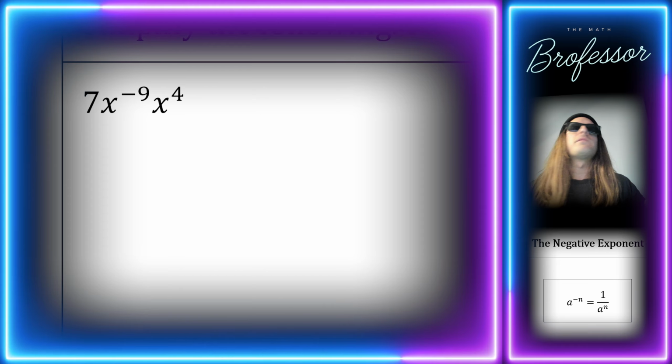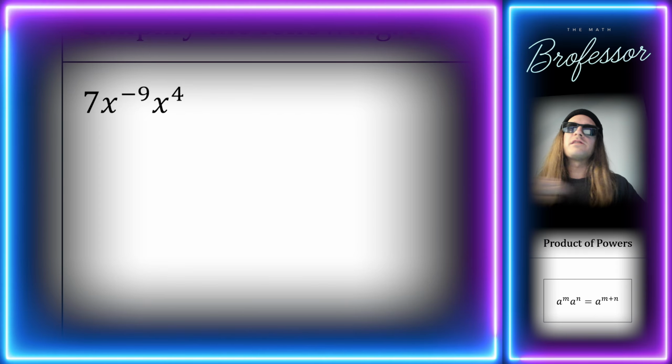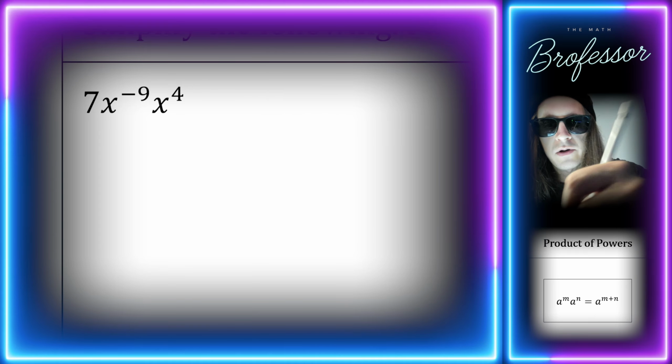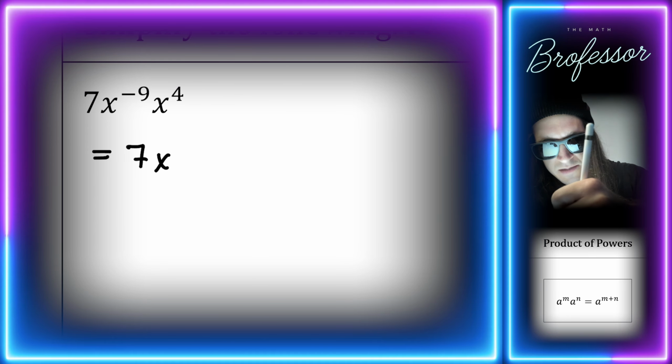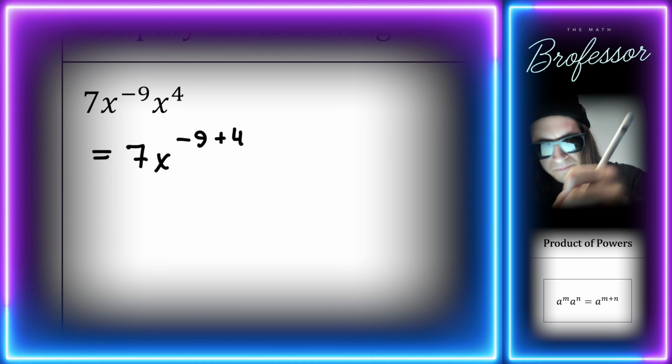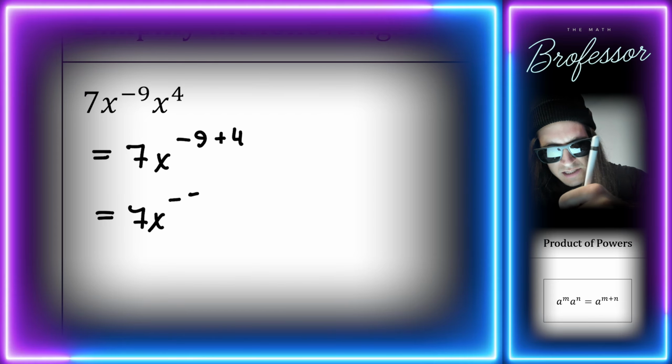No, you know what? I'm going to do this a different way. I'm going to use the product of powers properties first. This is the first thing I'm going to do. I'm going to add the exponents, even though one of them is negative. So I would go 7x to the negative 9 plus 4. And what is negative 9 plus 4? Negative 9 plus 4 is negative 5.